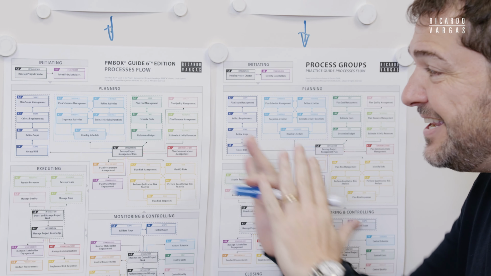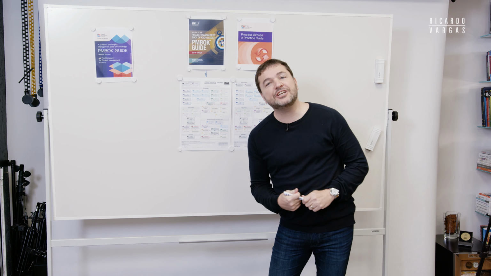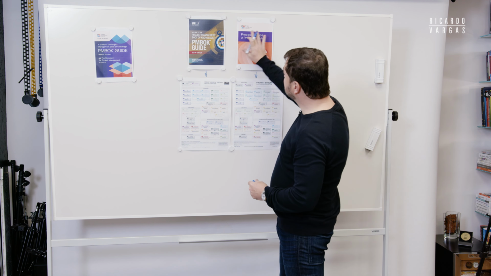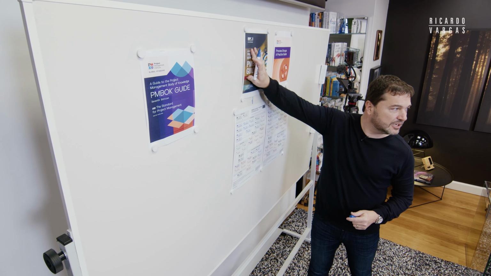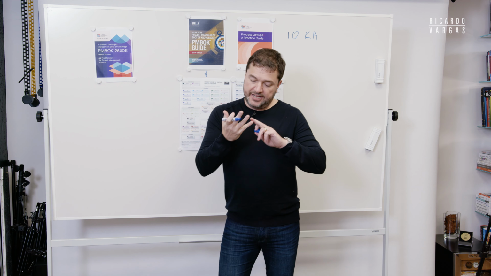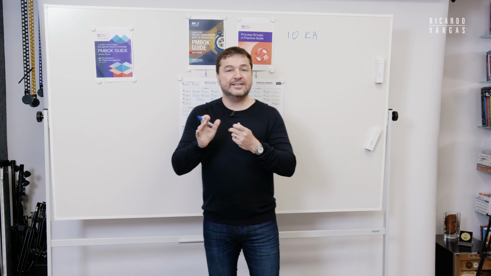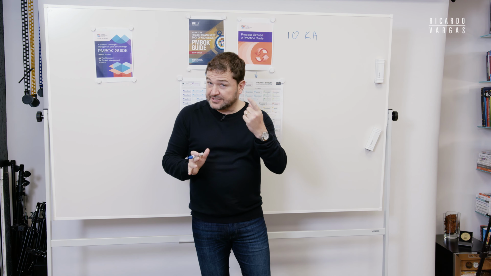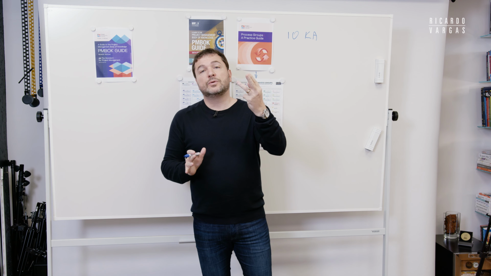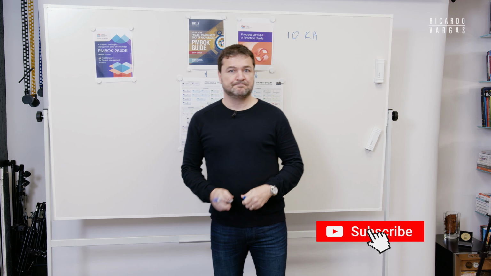But now let's try to identify similarities and differences. First one, knowledge areas. Does this contain the same knowledge areas? The answer is yes. 10 knowledge areas, the same ones: integration, scope, schedule, cost, quality, human resources, communications, risk, procurement, and stakeholder. That's it, the same ones.